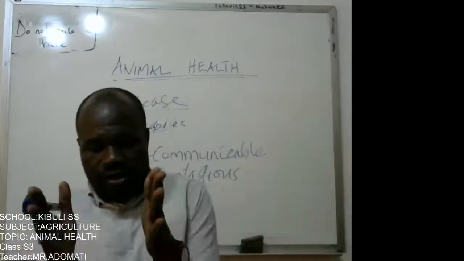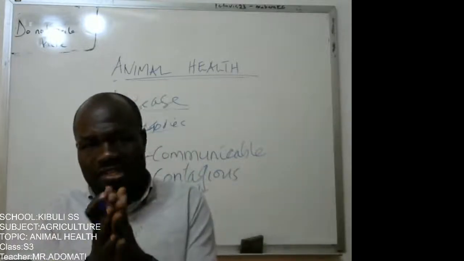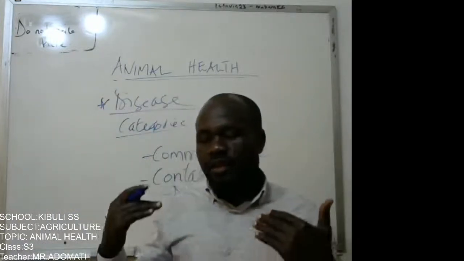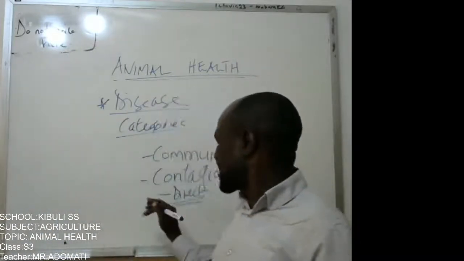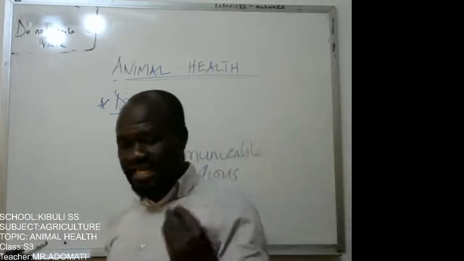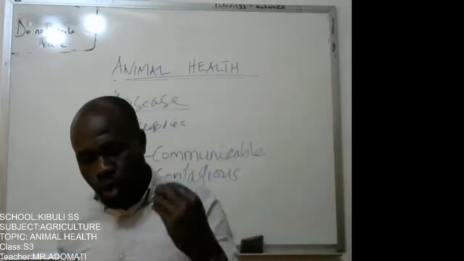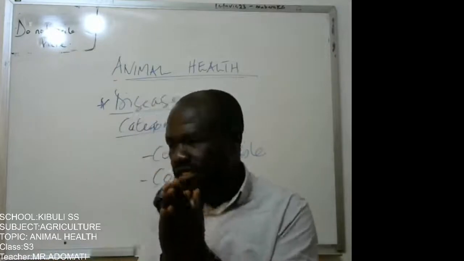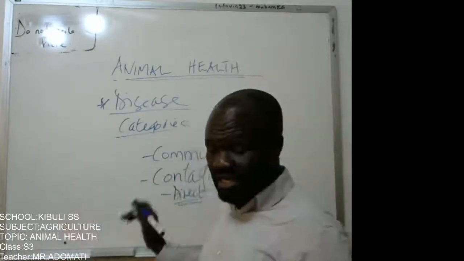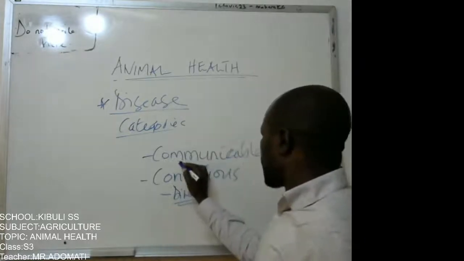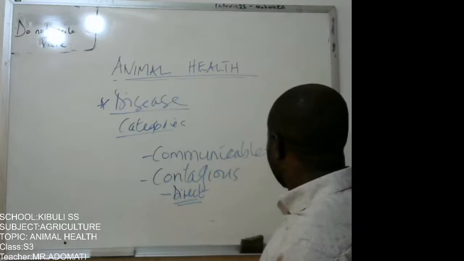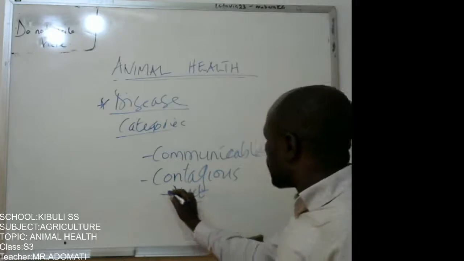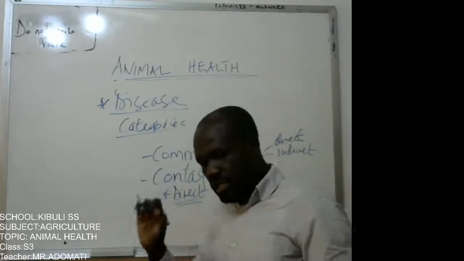But when you come into contact, when you come into touch with the diseased, for example, if you're a human being and you come into contact with another human being that has that disease, then you'll get that disease. Such diseases, we call them contagious diseases. They are only spread through contact. If you do not come into contact, you can't get that particular disease. So, communicable, we said, can be spread through both direct and indirect, while the contagious can only be transmitted through direct contact.